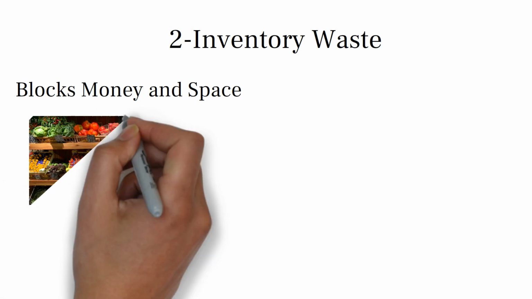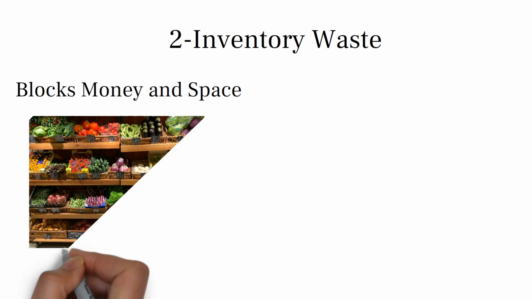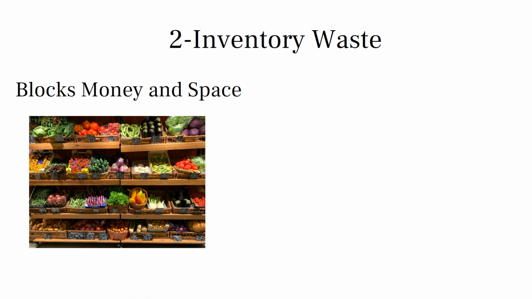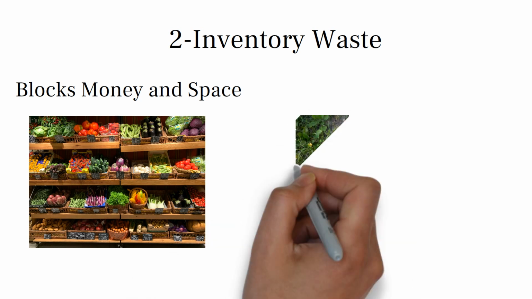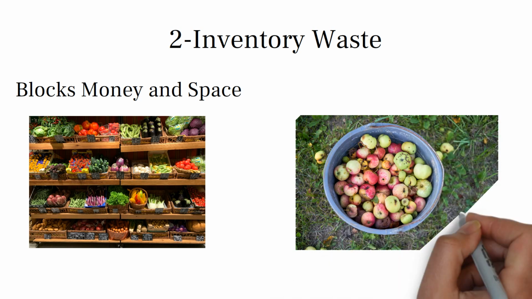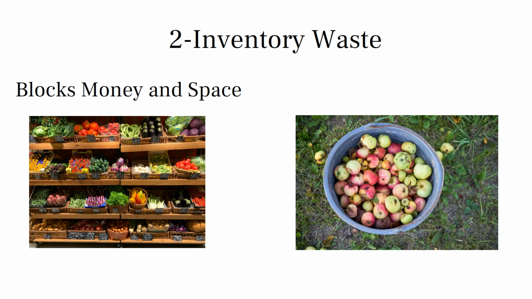Inventory. Having too much stuff stored can use up important resources like money and space. Imagine a grocery shop keeping too much fresh food like fruits and veggies, way more than people buy. This means a lot of food goes bad before it gets sold, wasting both the food and the money used to buy it.